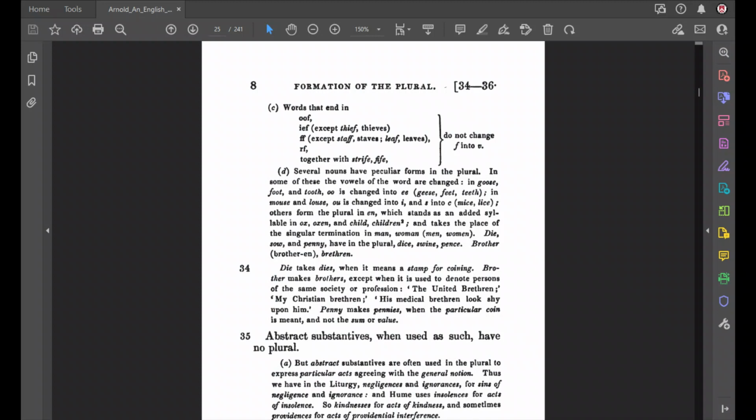The word child is singular. The plural is not childs. It's almost a completely different word. It's children. Okay, children.